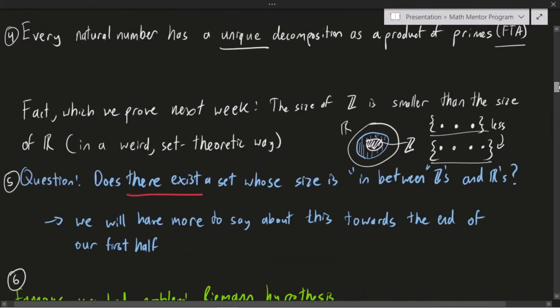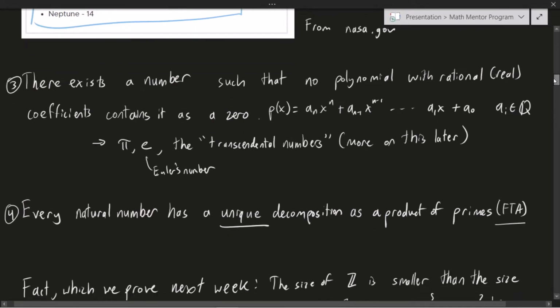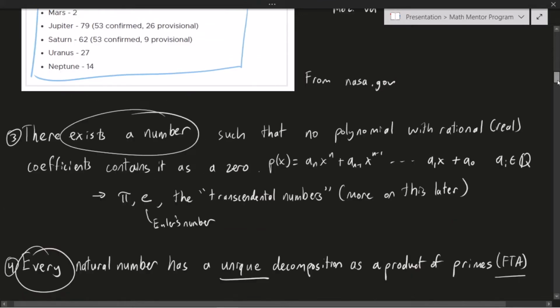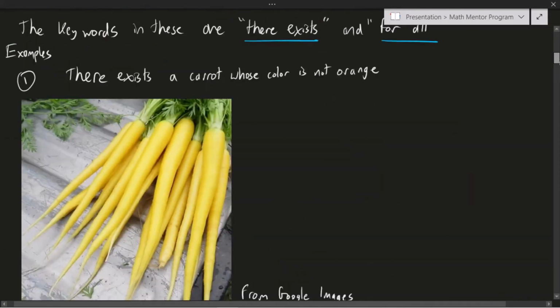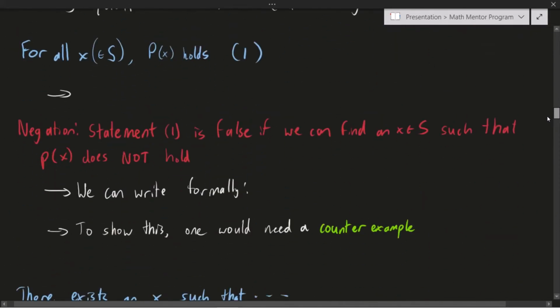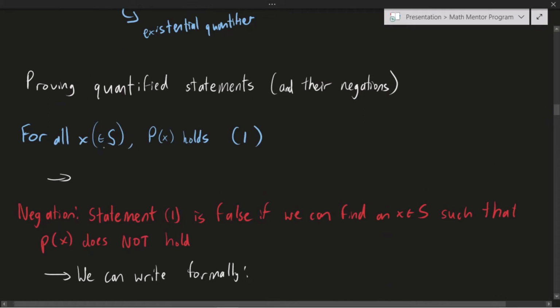For example, here I started talking about these number properties. Every natural number, there exists a number. But clearly these statements have nothing to do with planets or carrots. So I have to designate some special set S from which my x's are going to come, even if I say for all x. And here I've written the bracket x just to remind you that P is a statement about x, and I'm going to call this formula 1.